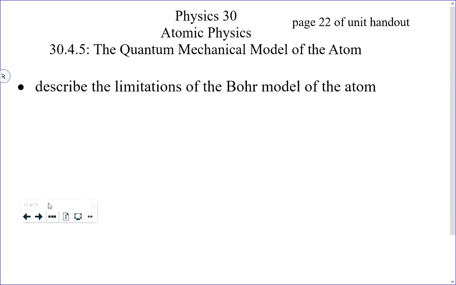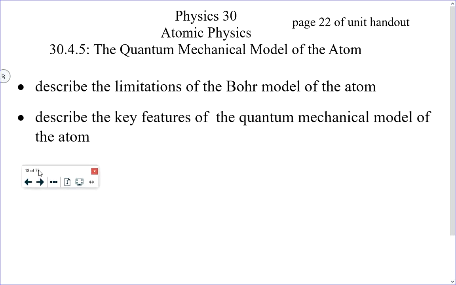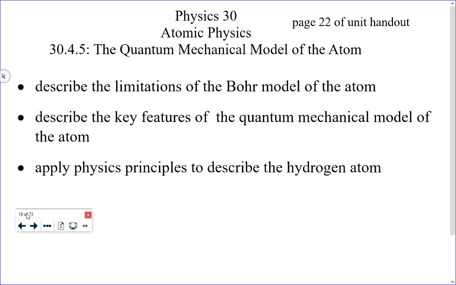We're going to start off by looking at what's wrong with the Bohr model of the atom. I think we kind of already know what's wrong with it, considering there are over 100 elements, there are over 100 line spectra, and Bohr can explain some of them. That's a big problem. Then we're going to go over the key features of the quantum mechanical model. And as I said, it's not something we can delve into in any great detail.